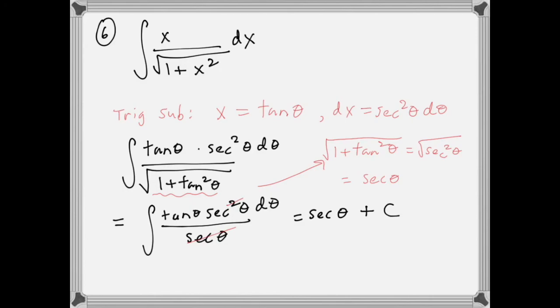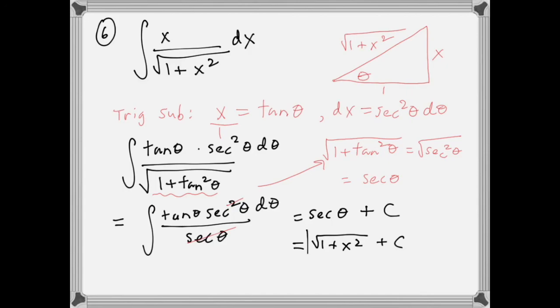And we need our triangle to change back, right? So if x is equal to tan theta, this is really an x over 1, isn't it? So we can draw our triangle. And that means this is an x, that's a 1, and this is the square root of 1 plus x squared underneath. So secant is just going to be square root of 1 plus x squared over 1, plus c.